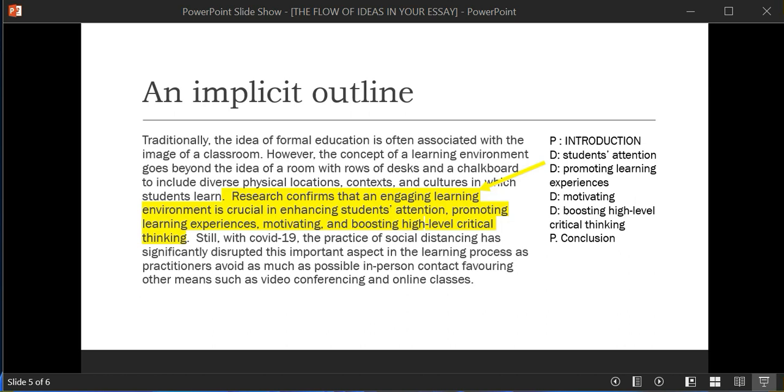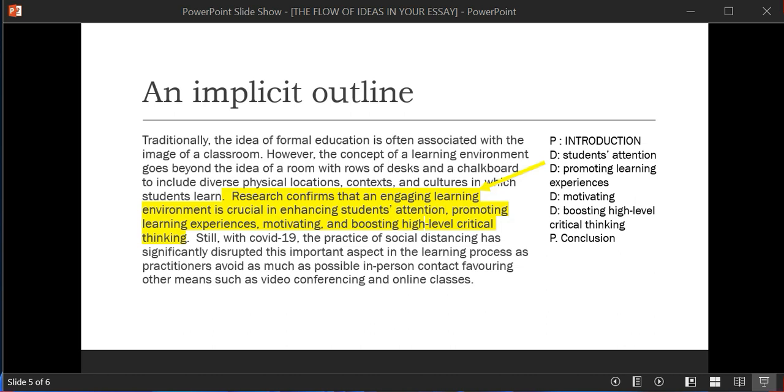In my introduction, I wrote, for example, in the thesis statement: research confirmed that an engaging learning environment is crucial in doing what? In enhancing students' attention. That's the first one. Then number two, promoting learning experiences. Then motivating. Then boosting higher-level critical thinking. This is what I said. So in my logic, I'm going to develop these ideas, each, of course, in a paragraph or two.